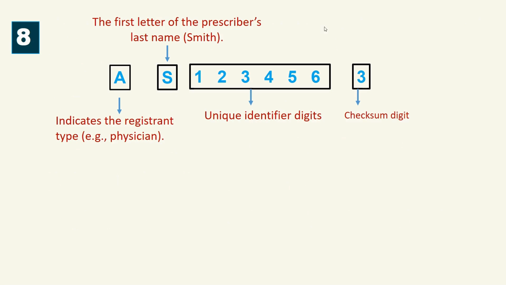For example, in this case, the prescriber name is John Smith. Smith is the last name, and the first letter is S. So therefore, this letter is the first letter of the last name of the prescriber. Whereas the first letter indicates the type of registrant, such as physician will have A, other prescribers have different letters. And then the middle 6 digits are unique identifier digits, and then the last digit is called the checksum digit.